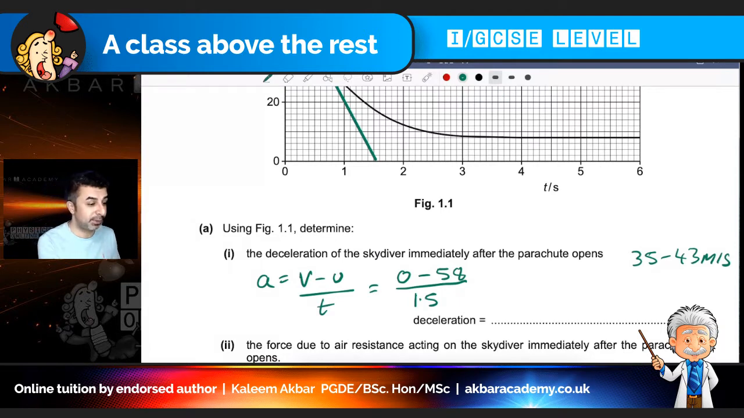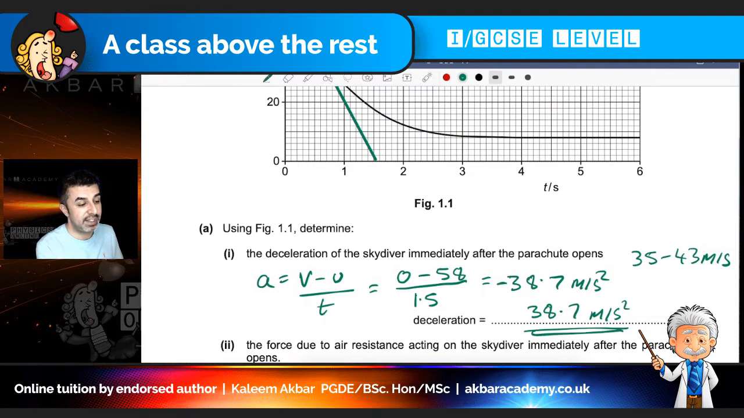38.7 meters per second squared. So I'm well within range. I've rounded that to 38.7 meters per second squared. It's actually minus, but in the actual answer area, we can drop the minus and say that it's 38.7 meters per second squared. And it's pretty much in the middle of that range, which tells me that I've got a very good answer and I drew a very good tangent line. Go me. Moving on.